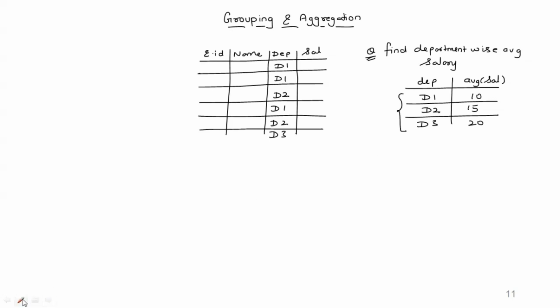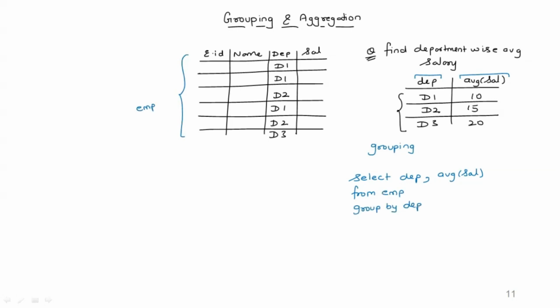The simplest way of doing this is to apply group by or grouping. So we have to write select, then what output I need, department and then average of salary. So select department comma average of salary from the table. Let's say the table name is employee, so from employee, and then we have to write group by DEP, because here we are grouping the data on this column DEP. We have to mention that in the group by clause, and this will generate the result in this particular form. So let's see a quick example.